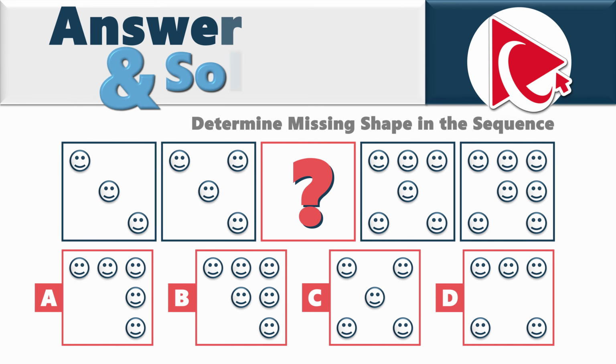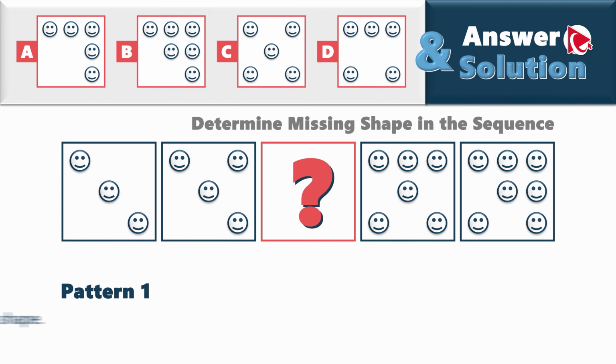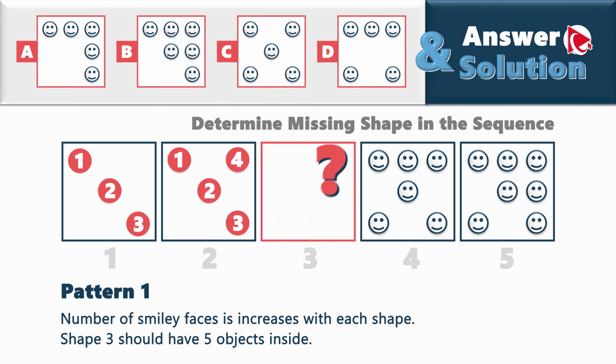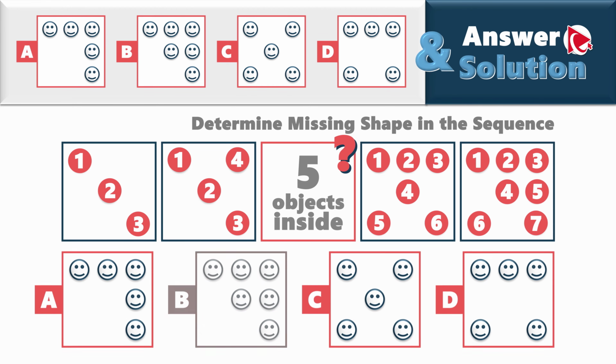As you might have noticed, there are 2 patterns here. The first pattern is easiest to detect. The number of smiley faces is increasing with each shape. So shape 3 should have 5 objects inside, because shape 1 has 3, shape 2 has 4, then 5, 6, and 7 in shape 5. It helps us a little bit because it eliminates choice B.